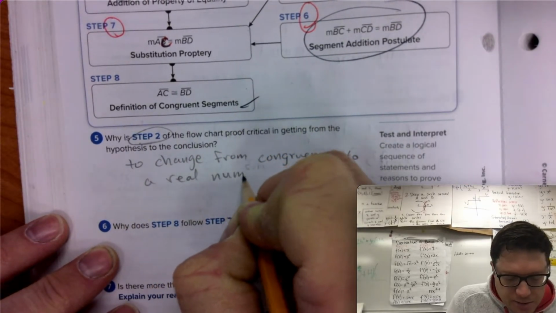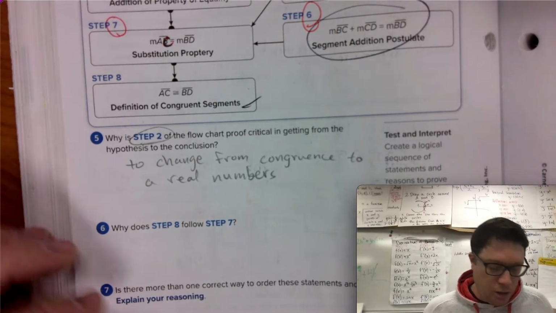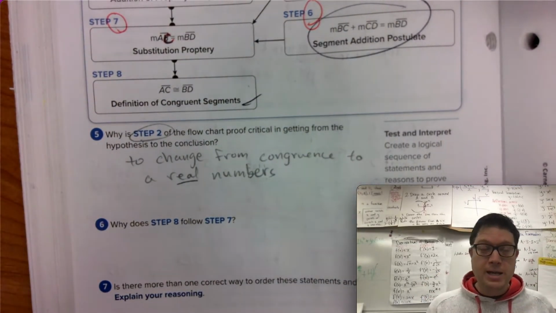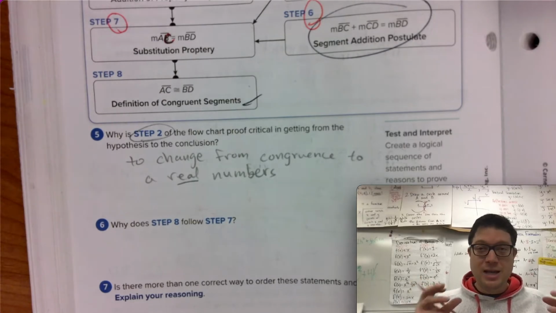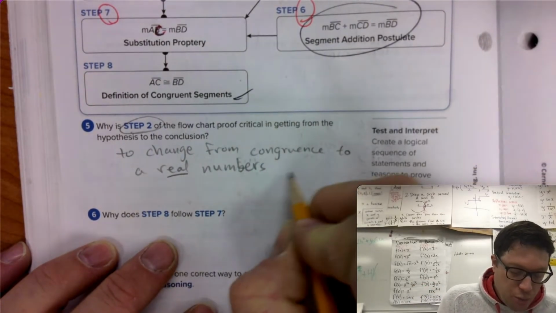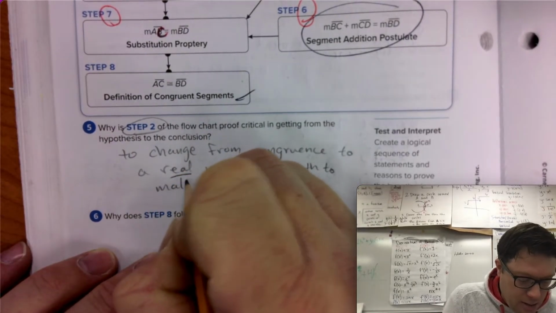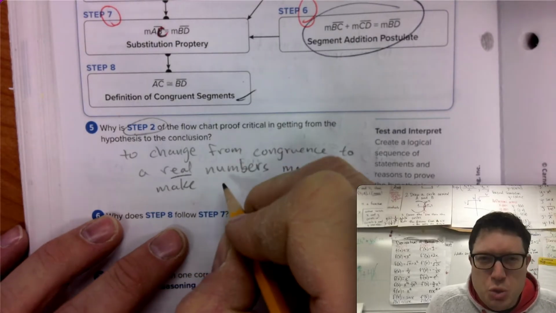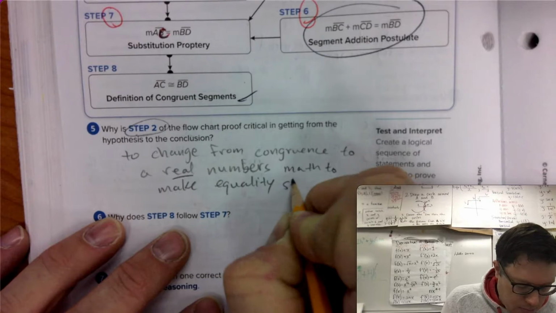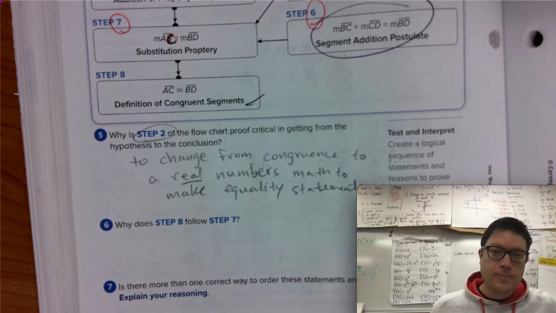And for years, for all of your math journey, counting on your fingers since you were really little, we have dealt with real numbers. If we can do mathematics with a more concrete thing, like real numbers, to change from congruence to real numbers math, to make actual equality statements. And then we go back.